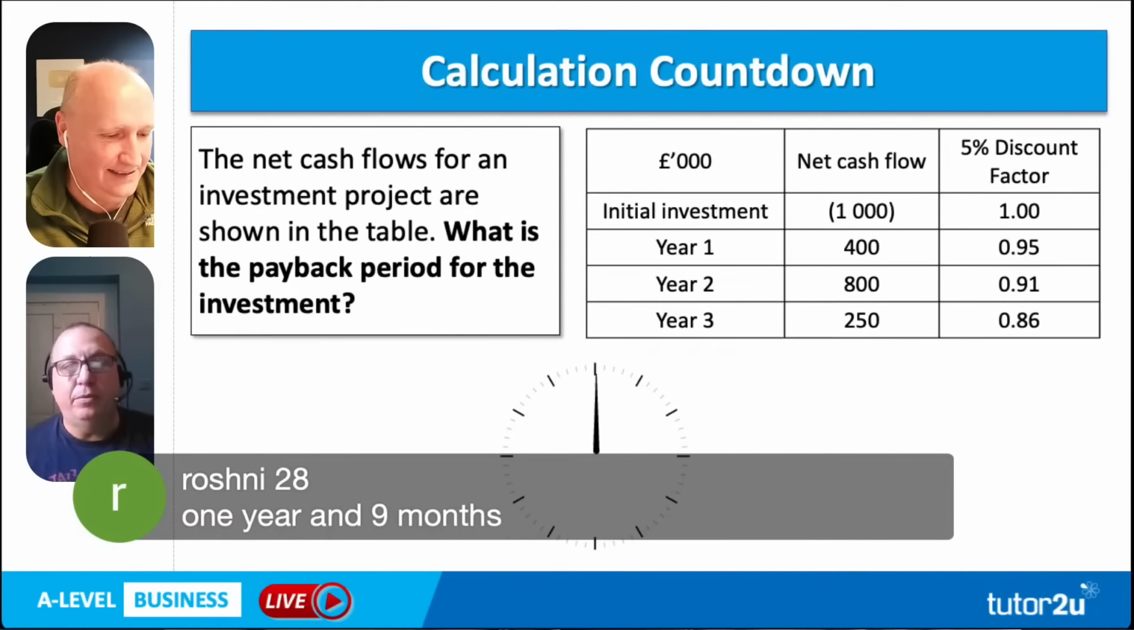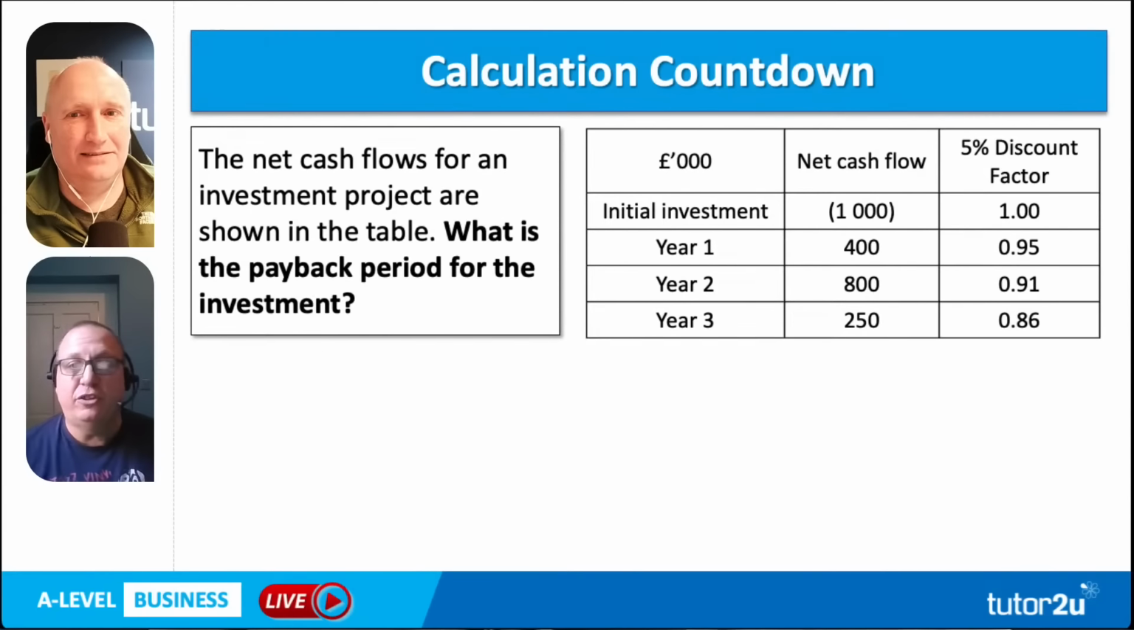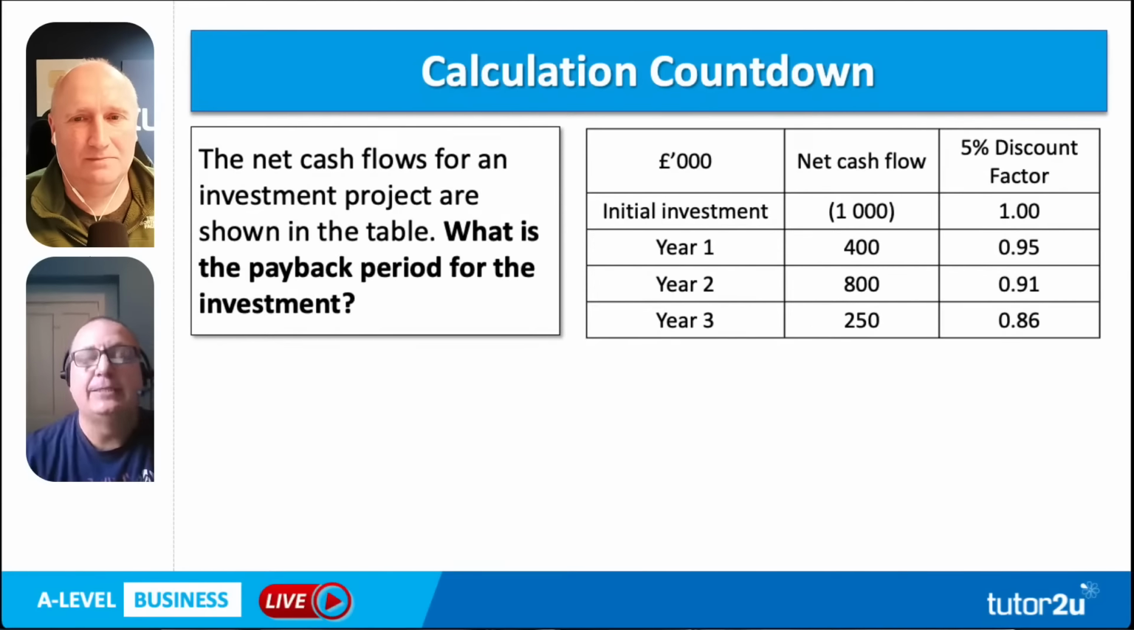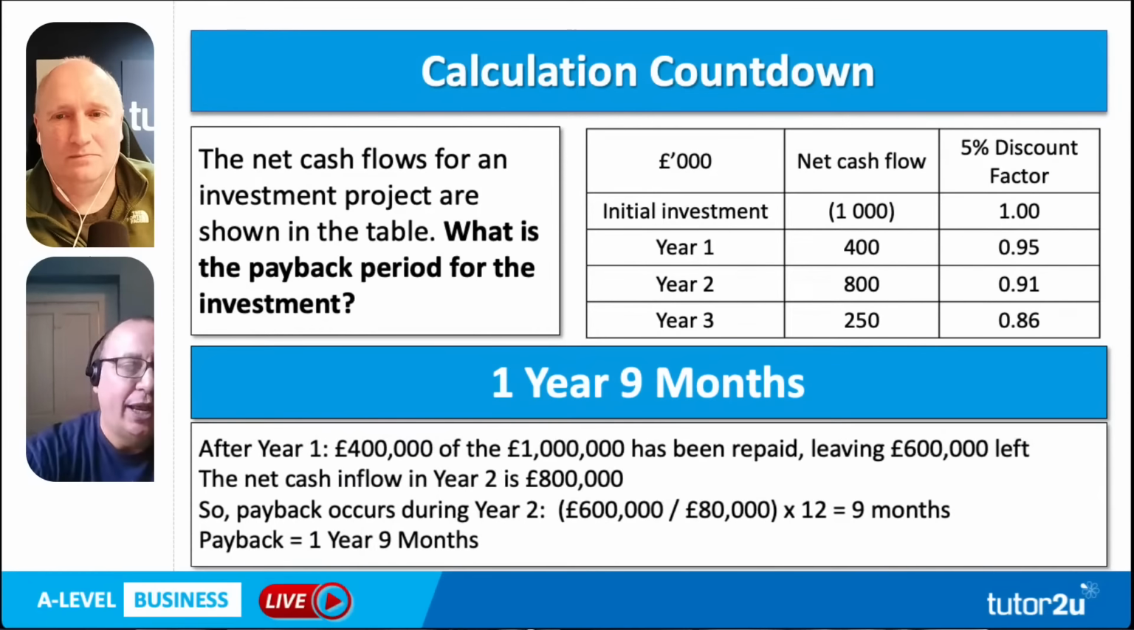I would say there was a 50-50 split of students getting that right and not getting it correct. Now, I saw students just get 1 year 3 months, and I know why you might get that answer, but if you just wrote 1 year 3 months down, you get no marks. That's why formula, process, answer is so important.